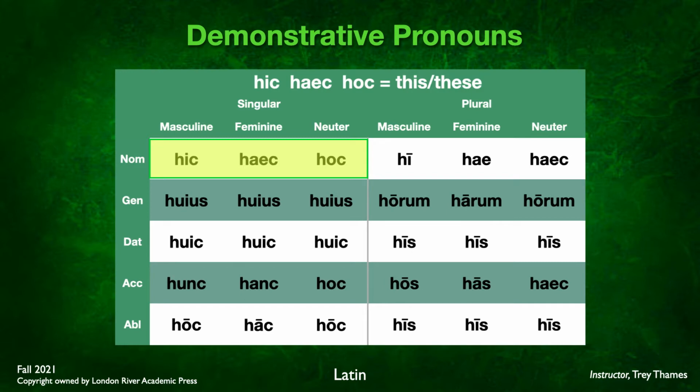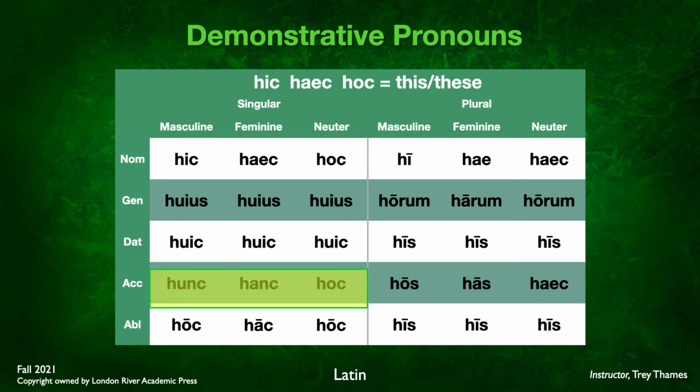For this memorization chart, we're going to go in the singular across the row, from nominative masculine to nominative feminine to nominative neuter, and then down to genitive, then dative, accusative, and ablative. And it goes something like this: hic, haec, hoc. huius, huius, huius. huic, huic, huic. hunc, hanc, hoc. hoc, hac, hoc. Now, a couple of things I want you to notice.